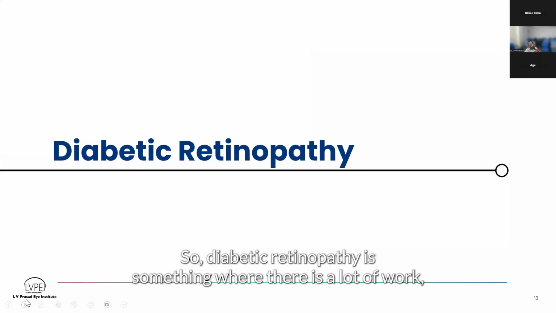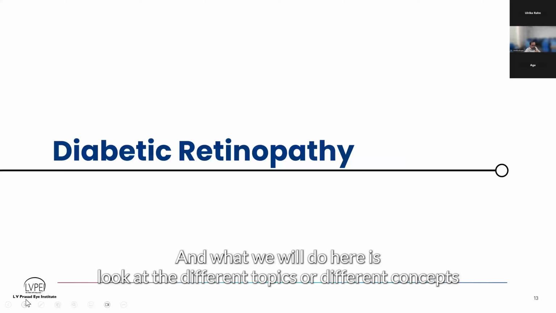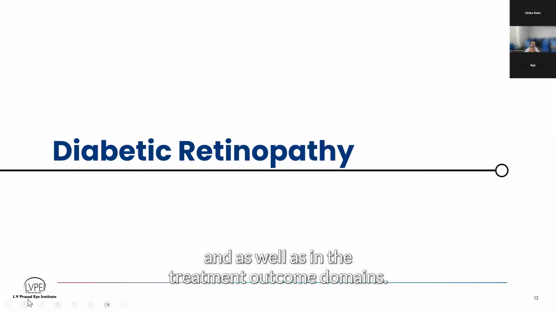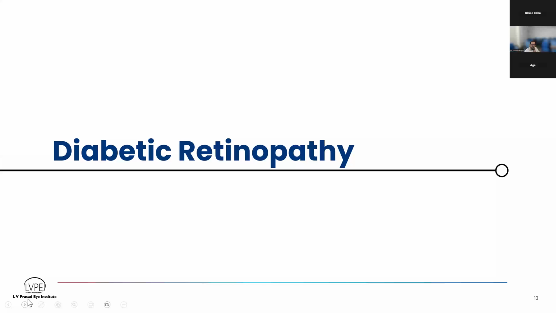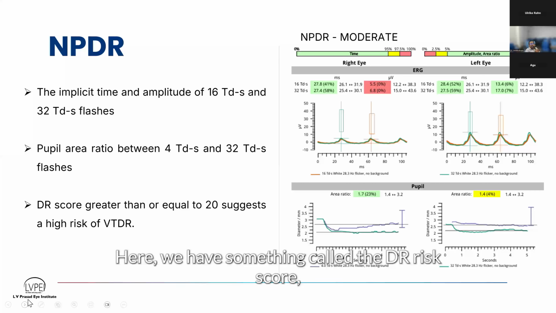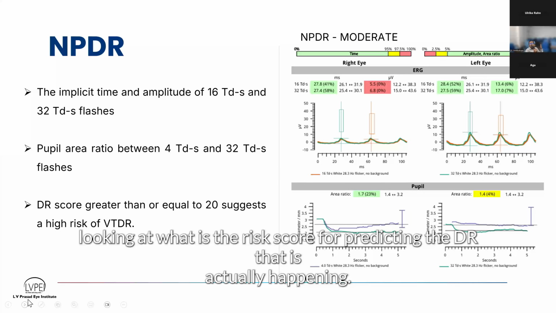Diabetic retinopathy is something where there is a lot of work, especially with regard to ERGs. What we will do here is look at the different topics or concepts associated with both early detection as well as the treatment outcome domains. So here we have something called a DR risk score. That is something developed by researchers recently, looking at the risk score for predicting the DR that is actually happening.